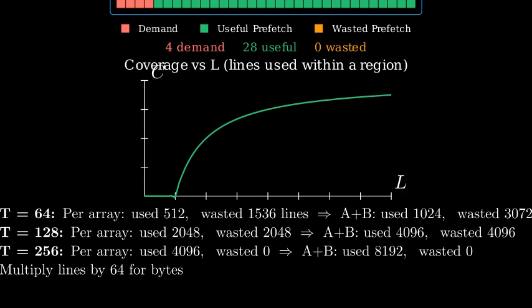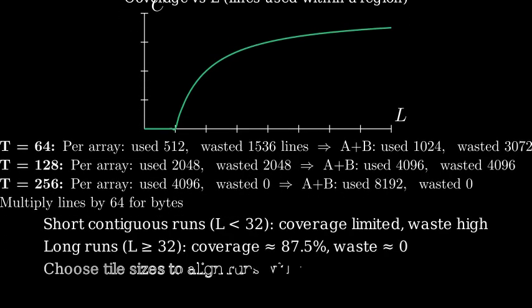For T equals 128, the traffic roughly doubles. For T equals 256, the extra traffic is near 0. A statistical note. We simplified by assuming a row segment stays inside one region and starts near the region boundary. If the start alignment is random, some segments cross a boundary and may not trigger or may waste less. For long, truly contiguous streams, each 32-line region costs only 4 demand lines to arm, and the coverage approaches 87.5% with almost no waste, except possibly in the very last partial region.